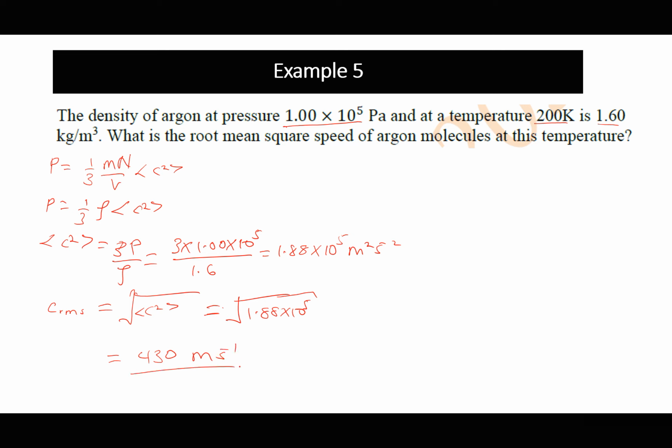So this is the root mean square speed of argon molecules. I think that is easy. That is very easy. Okay, next we are winding up ideal gases. Next is example number 6.